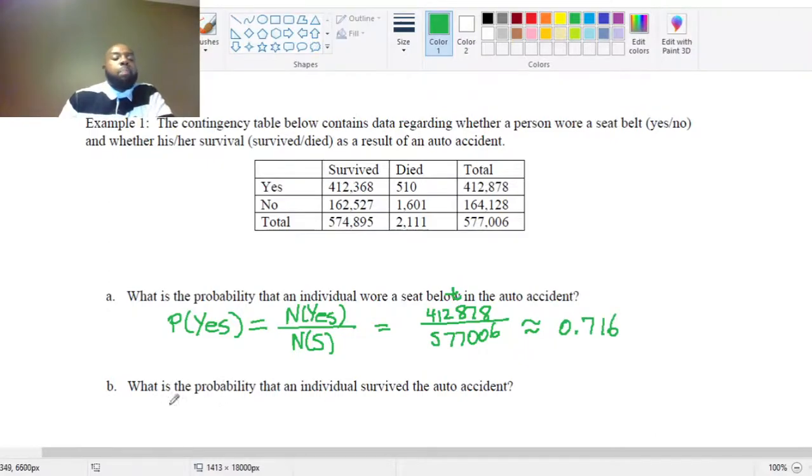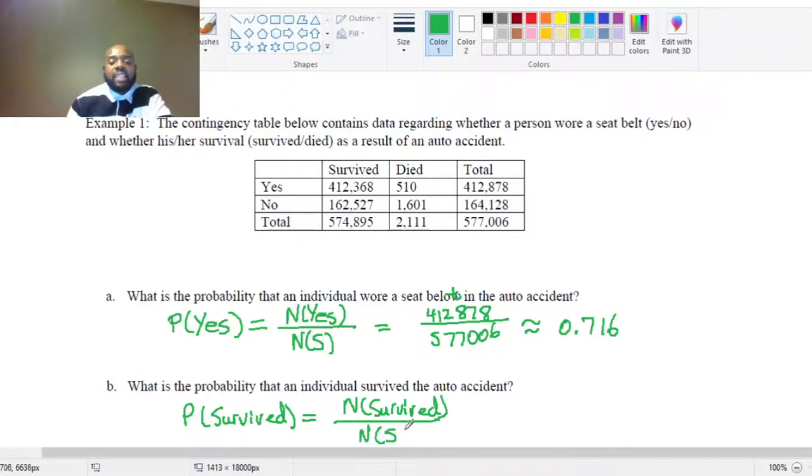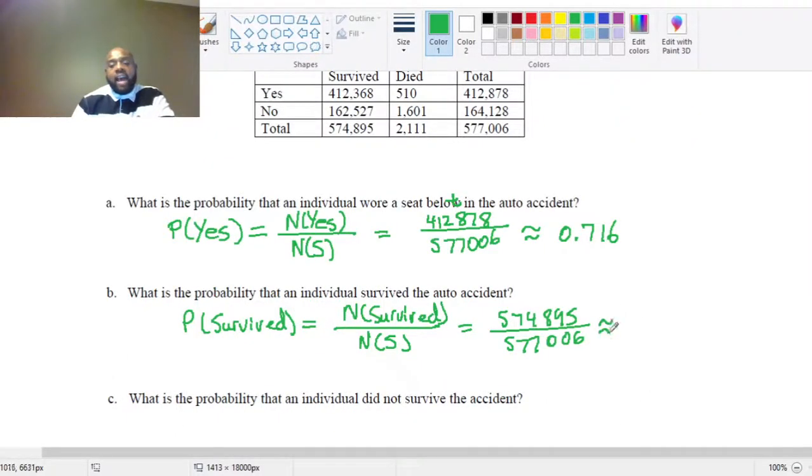All right. In part B, we want to know the probability that an individual survived the accident. So the probability that someone survived, using that probability notation, is the number of people who survived out of the number of people who are in my sample space. For survived, I would add these two, which is already given to us as 574,895, and we divide that by 577,006. If I put that into my calculator, I have approximately 0.996 of people who survived the auto accident.